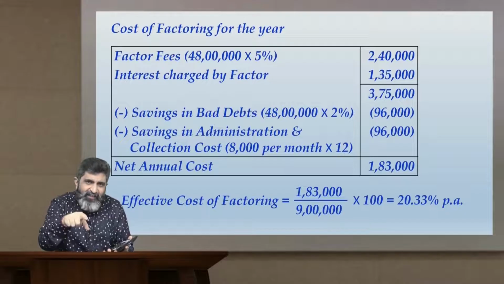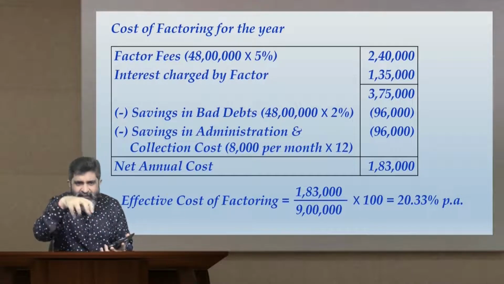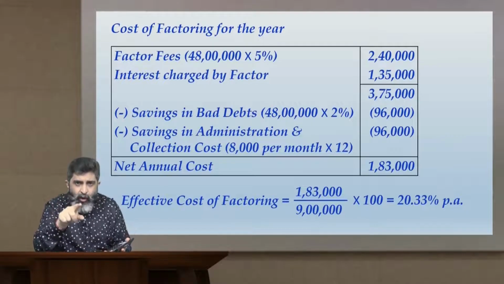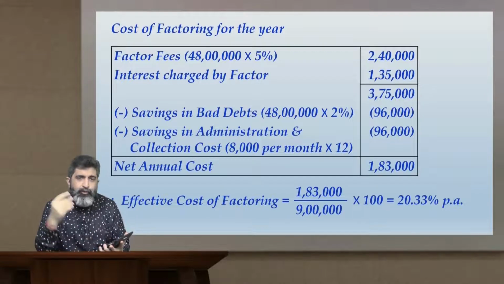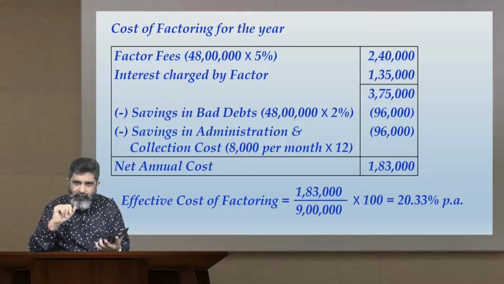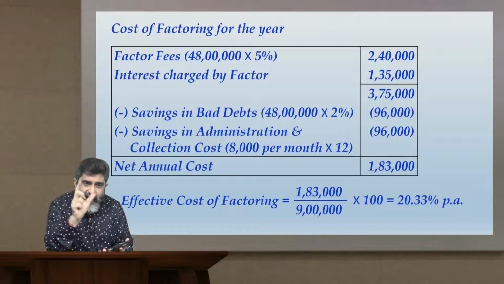So 12 lakhs is the amount supposed to be collected by the factor. 12 lakhs the factor will collect and I will pay commission or fees of 5% on 12 lakhs. 5% of that comes to 60,000. Agreed? 60,000.